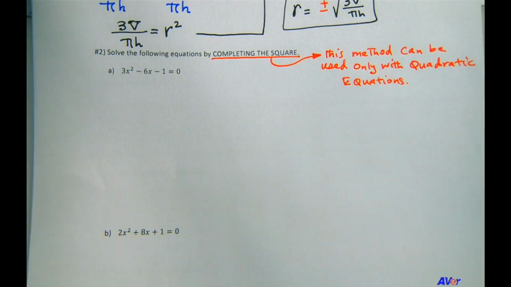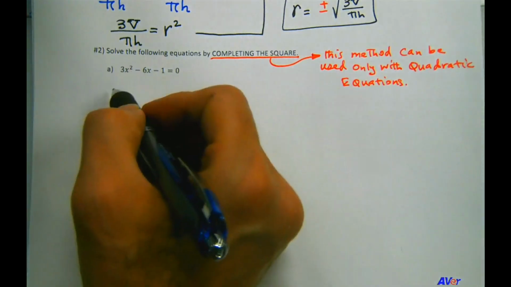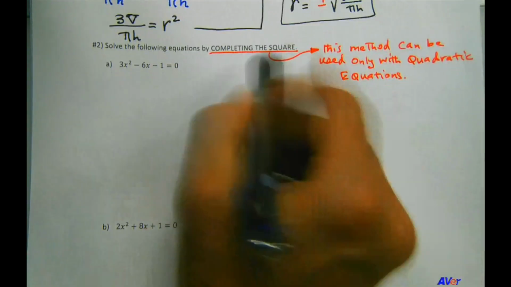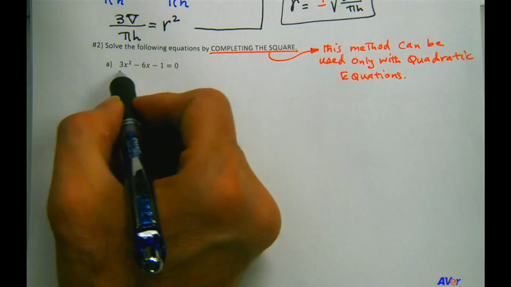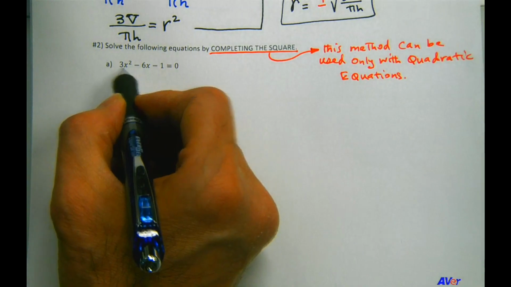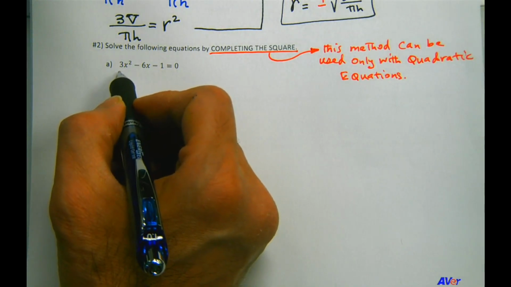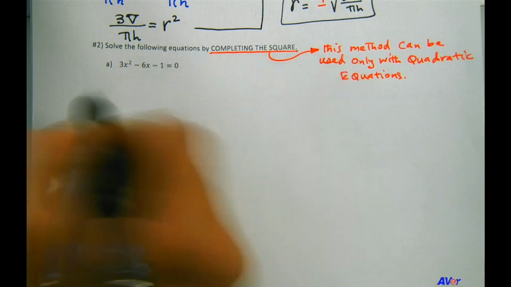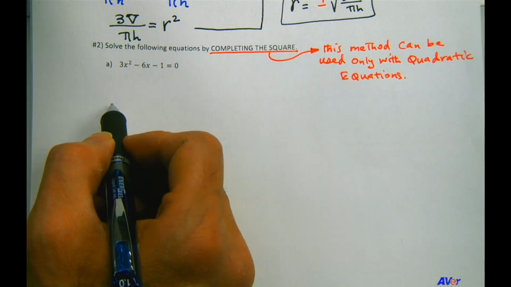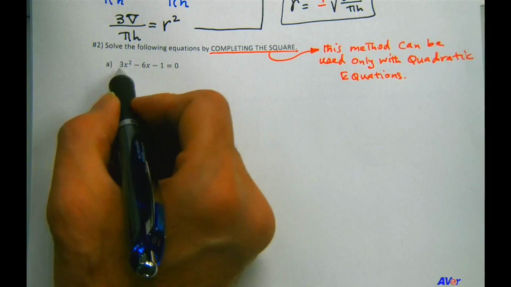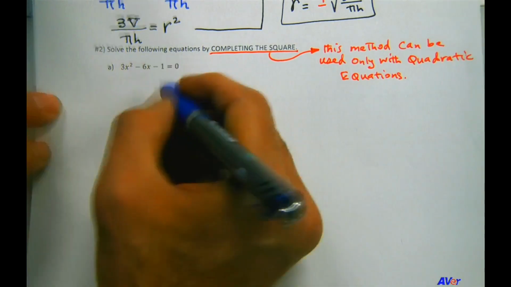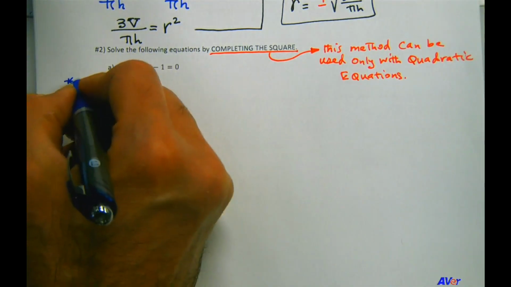All right, so for us to use the method of completing the square, the coefficient of the quadratic term, which is the x squared term, must be positive 1. It must be, otherwise we cannot use the method. So in this case, it's a 3. Let me add a note here. Note.